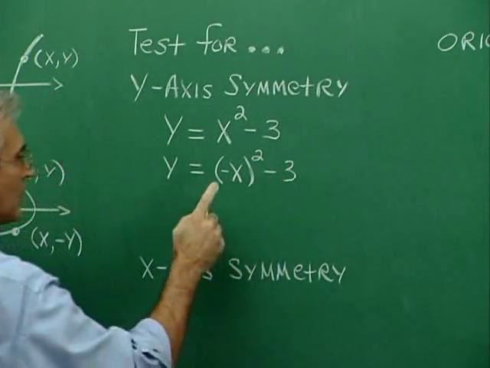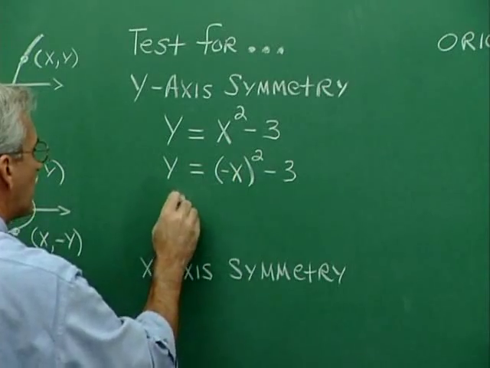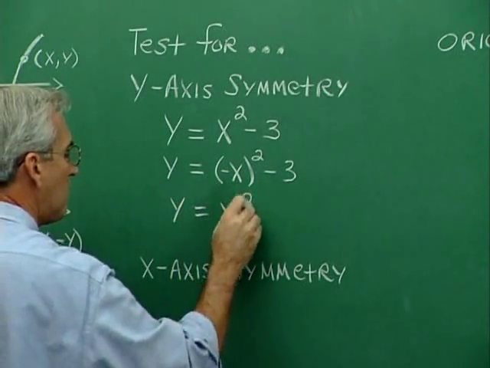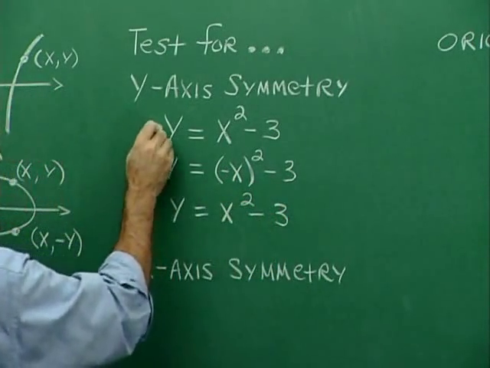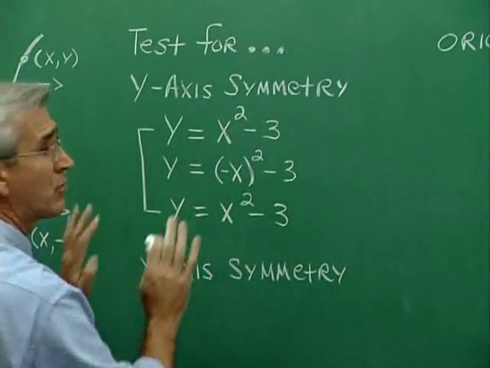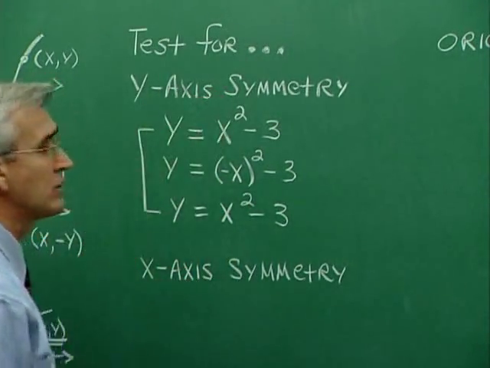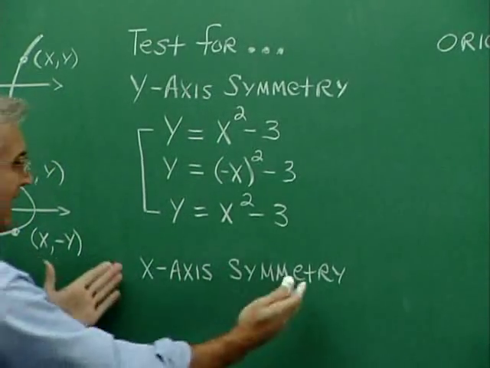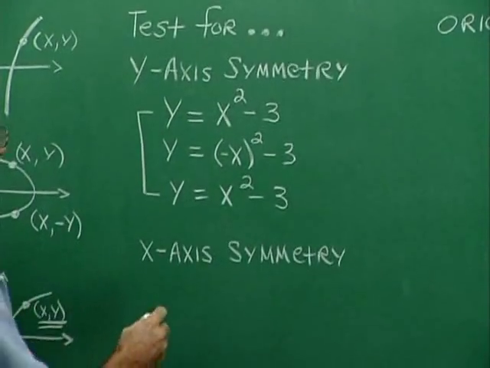and let's evaluate a little bit. Negative x all squared is simply x squared. You see, and now this equation and this one are identical, and therefore we are determining algebraically that we have y-axis symmetry. Let's test for x-axis symmetry using the same equation.